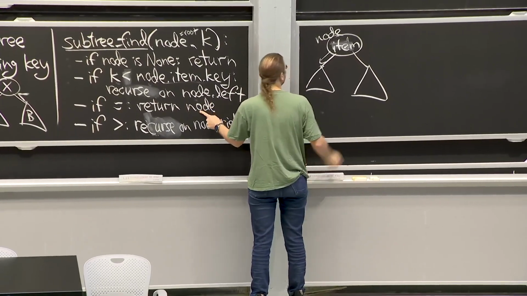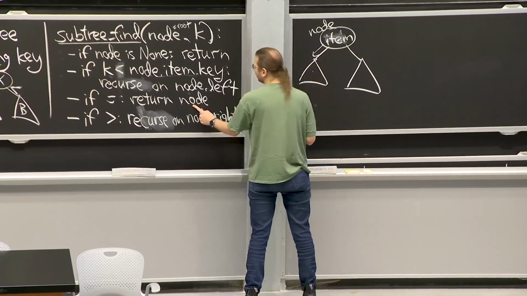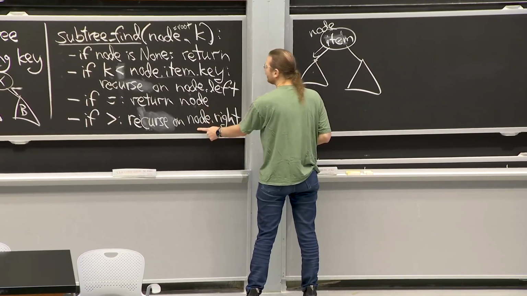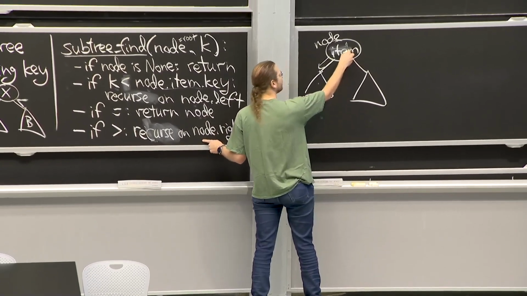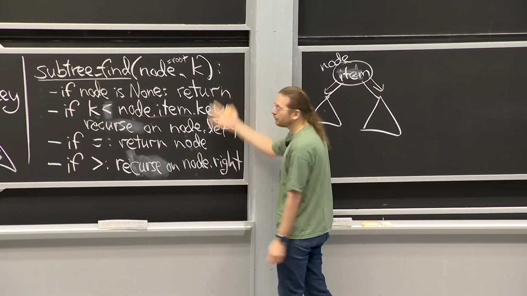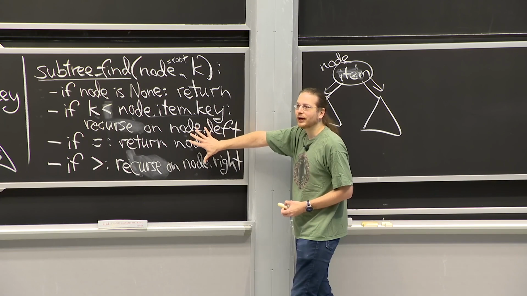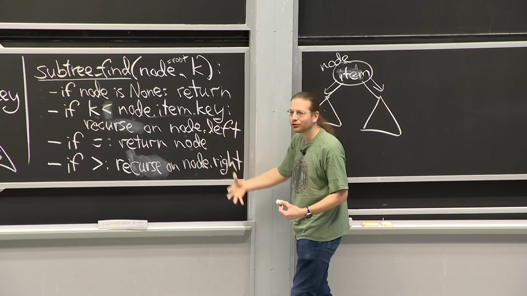If they're equal, that means that this item is the item we're looking for. So we can just return it, or the node, depending on what you're looking for. And if the key in here is greater than the key we're looking for, then we'll recurse to the right. If you think about it a little bit, this is exactly binary search on an array. It just happens to be on a tree instead.